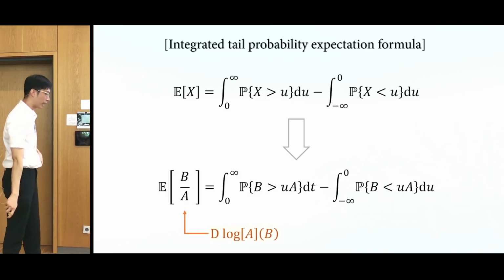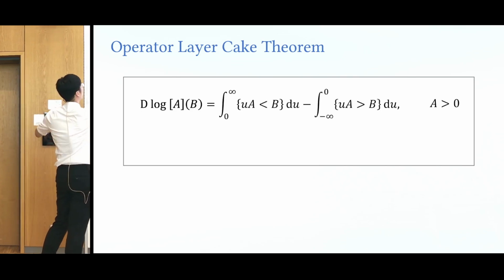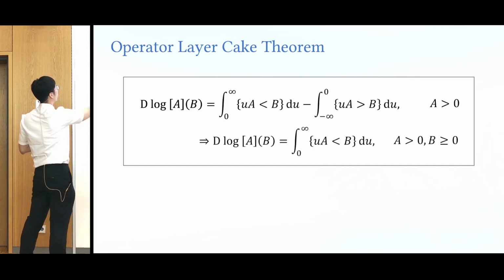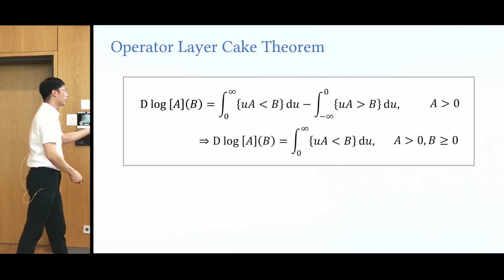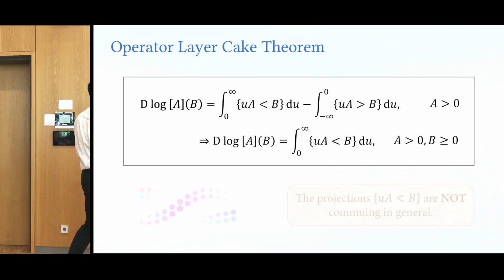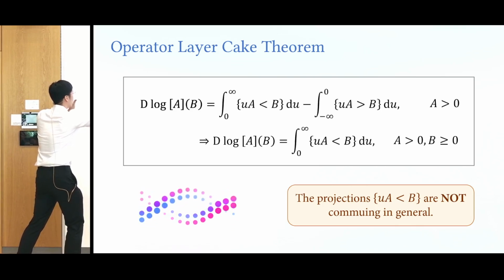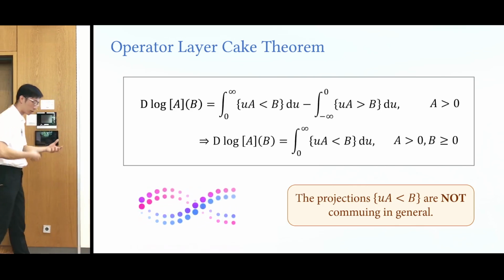So classically, it's very intuitive. When B is positive, then the second part is 0, because for every negative U, its projection is 0. We can simplify the version like this. But the quantum version of this formula is actually non-trivial, because the projections parameterized by this U are not commuting. So we cannot just apply the classical method.